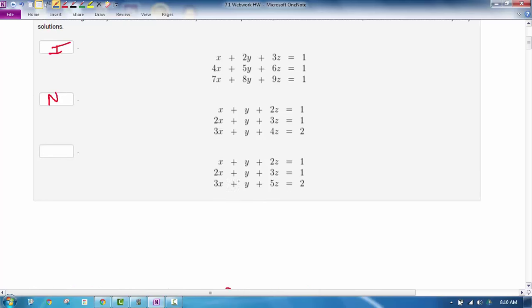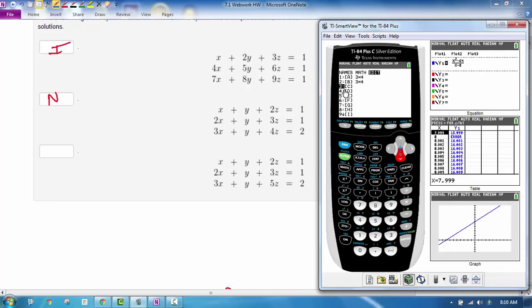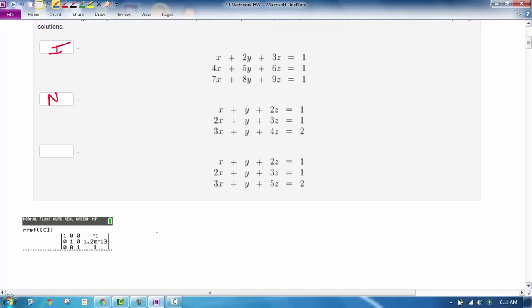All right, I'm going to do the same thing for the last one. Enter that in and do row reduced echelon form. I'm going to put this into matrix C now. All right, so when I evaluate that, I get this here, which if I put the variables back in means x equals negative 1, y equals this really small number, and z equals positive 1. So that's one unique solution. So we're going to put a U there.